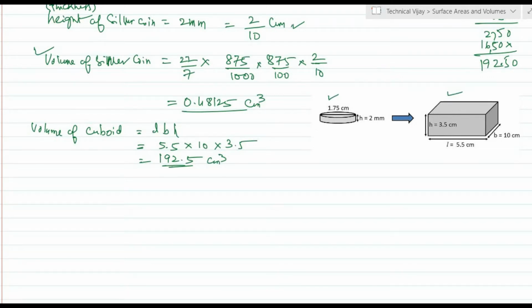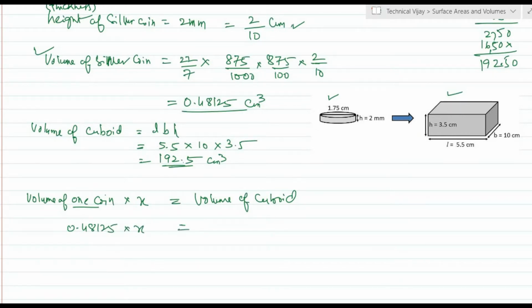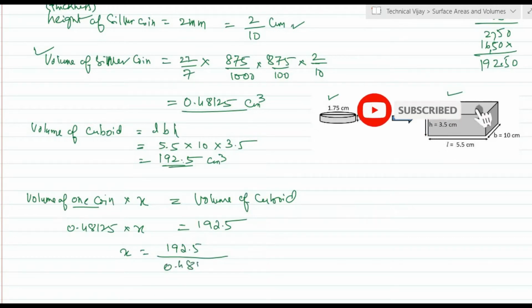So volume of one coin into how many number of these coins is equal to the volume of cuboid. Like this we have to equate. Volume of one coin is equal to 0.48125, into x number of coins is equal to the volume of this cuboid, that is 192.5. So here x is equal to 192.5 divided by 0.48125.